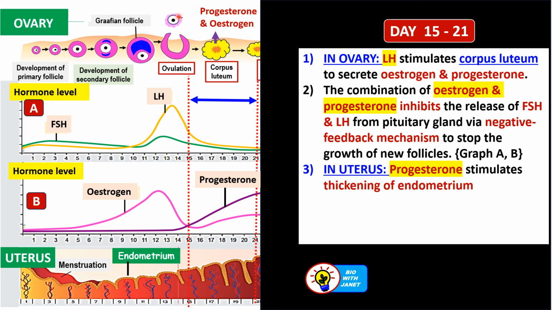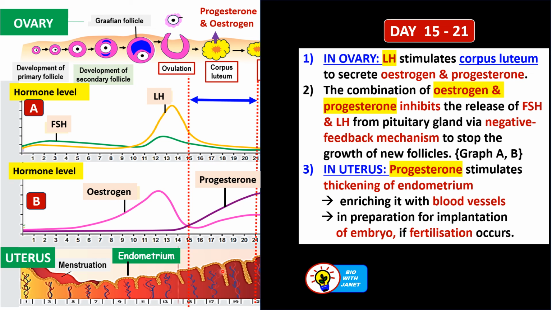Now, in the uterus, the progesterone that's produced has one main function. It is to stimulate further thickening of the endometrium, enriching it with blood vessels, as we can see here, all these blood vessels, in preparation for implantation of the embryo if fertilization occurs. The embryo will move down to the uterus and implant itself, or attach itself, to the endometrium to get nutrients. That's why the endometrium has to thicken to provide the nutrients in case there is an embryo that implants in it.